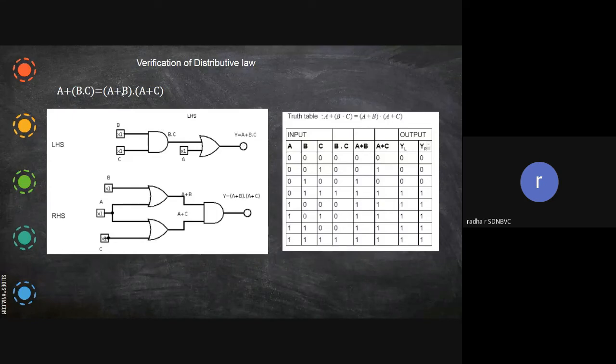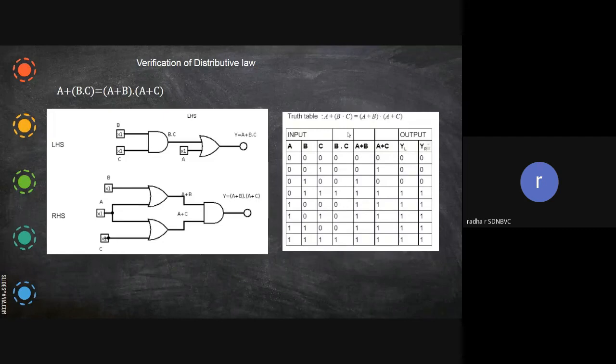Then for the right hand side, you have to draw the diagram again. For A plus B, you go for an OR gate, and the same thing, A plus C for this. Here A is common, isn't it? This variable is common for both, so we write it like this. A is the same A and goes to both. Then B is given as an input and C is a separate input. Here A is connected to both and we give the input. When you give 0, it goes to both the OR gates. When you give 1, it goes to both the OR gates. That's all. Then the output is a multiplication, so an AND gate: A plus B into A plus C. So you put an AND gate and then you can see the output.